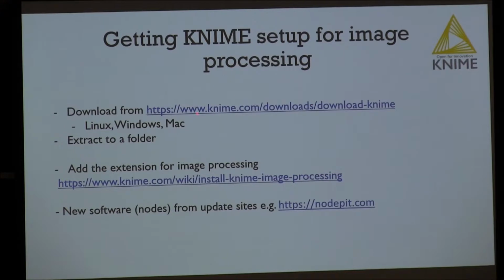All right, so you can download it from the KNIME website. It runs on Linux, Windows, Mac. To install the image processing extension, it's very easy to do. And there are dedicated sites where you can download new nodes. Each node is basically a function.